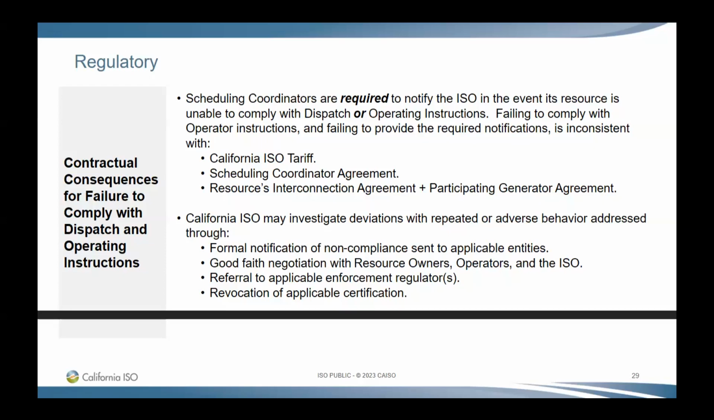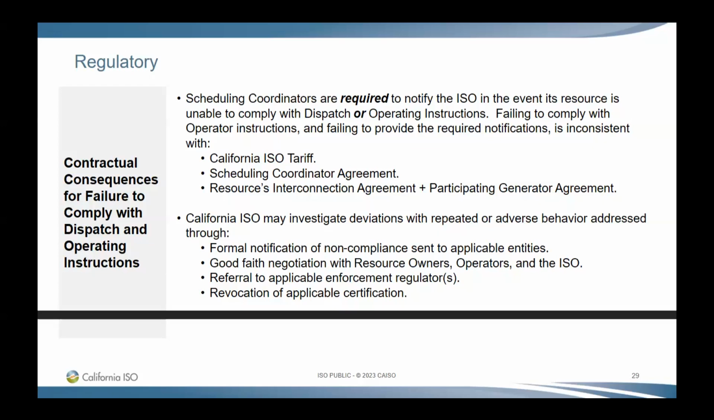We would be contacting the applicable entities for that. There may be a good faith negotiation that our legal department works on, or Department of Market Monitoring. We might need to go there with the resource owners, the operators, and with the ISO. We might have to escalate this as a referral to the applicable enforcement regulators that I mentioned a couple slides back. And then also it could escalate to a point of revocation of any applicable certification.